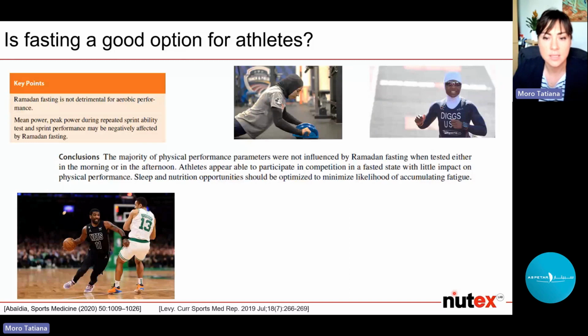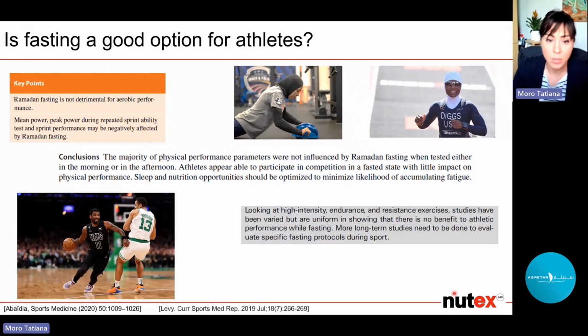Some other studies say that, in the end, the performance of these athletes during the Ramadan month is not changed, but the sense of fatigue is way higher. So they can perform as usual, but it takes more energy and is more stressful for them to get the same results. Some other studies say that performance has been decreased, especially with high intensity training.